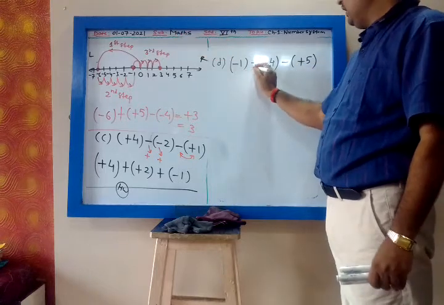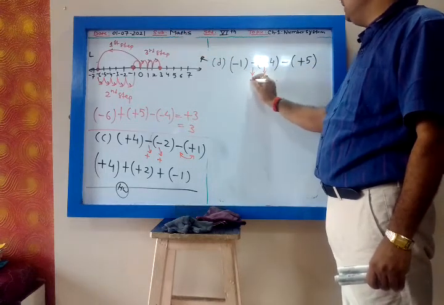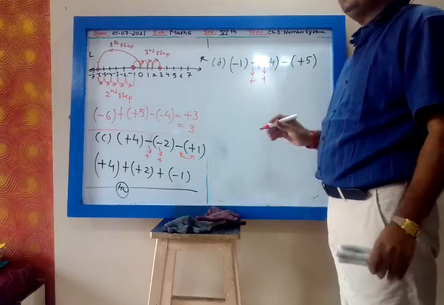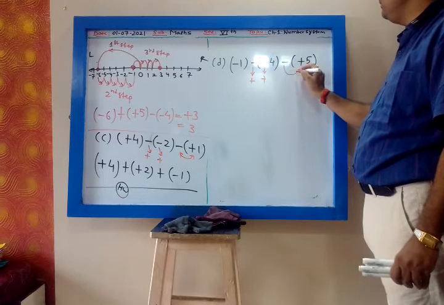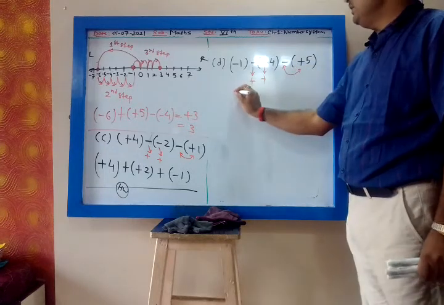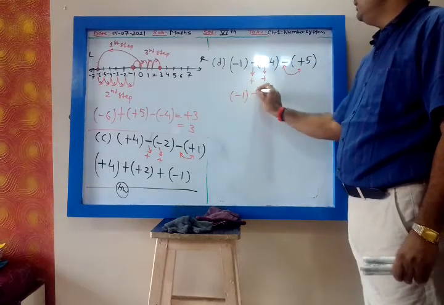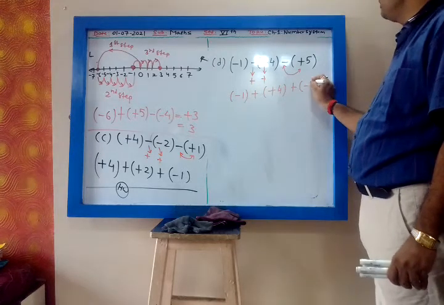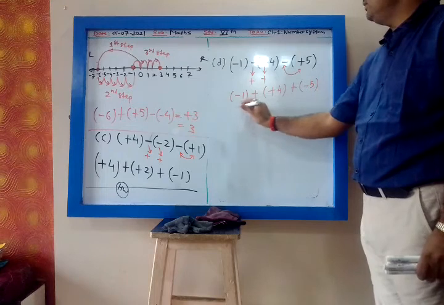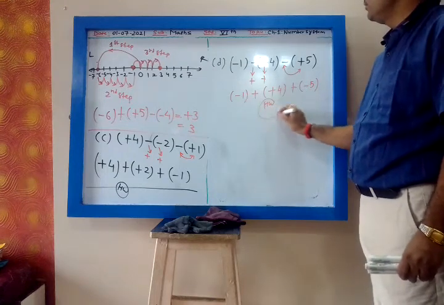So this, this minus minus. No, it is clear. Minus minus we replace by plus plus, and then this minus plus we have to interchange. So this becomes -1 plus plus 4. Then it is plus -5. Minus and plus you have to interchange. Further part will be homework.